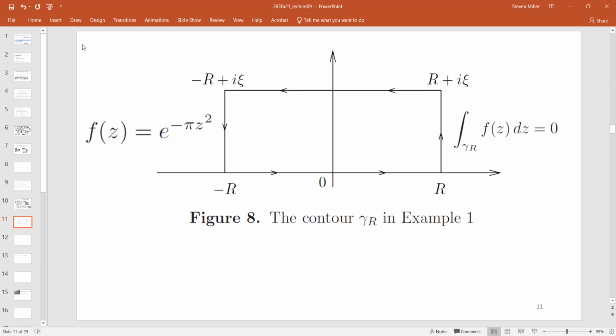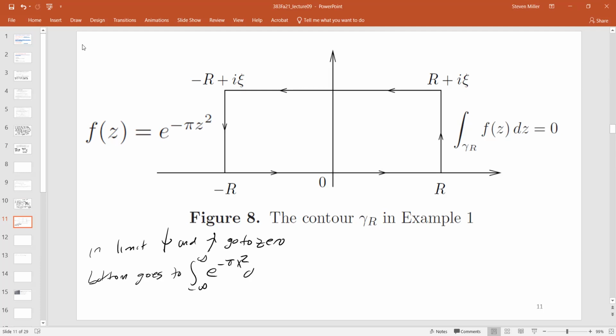And then what happens is, when we look at it, the two vertical sides contribute nothing in the limit. So in the limit, this and this go to zero. Then on the bottom, that goes to the integral from minus infinity to infinity, e to the negative pi x squared dx. And we know from what we just did that that equals 1. And then the top. So what does it look like on the top?